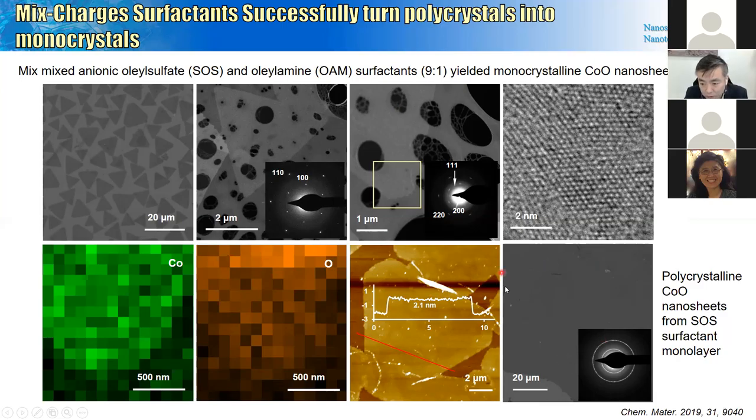As you see here, this continuous sheet is polycrystalline cobalt oxide made just using SOS surfactant, with very tiny crystallites without much orientation alignment. For this one, same cobalt oxide, same growth system, just using a two-surfactant mixture at 9:1, we can obtain this single crystalline triangular-shaped cobalt oxide nanosheet with a thickness of about 1 to 2 nanometers. This is very nice. Actually, it's a very nice catalytic material.